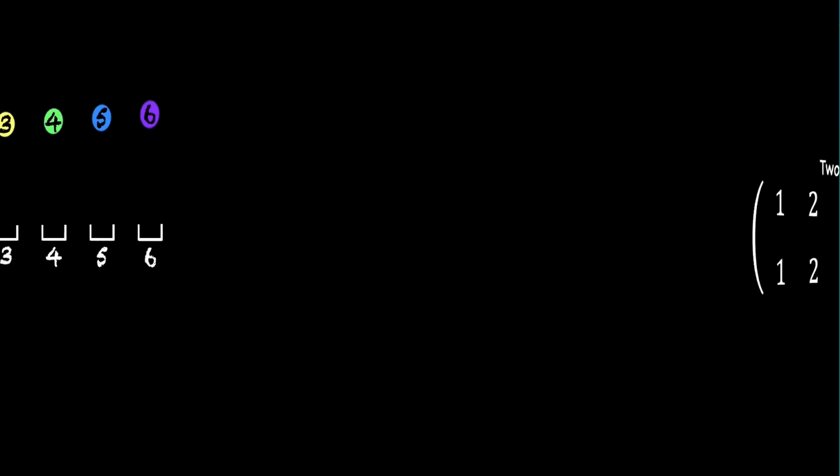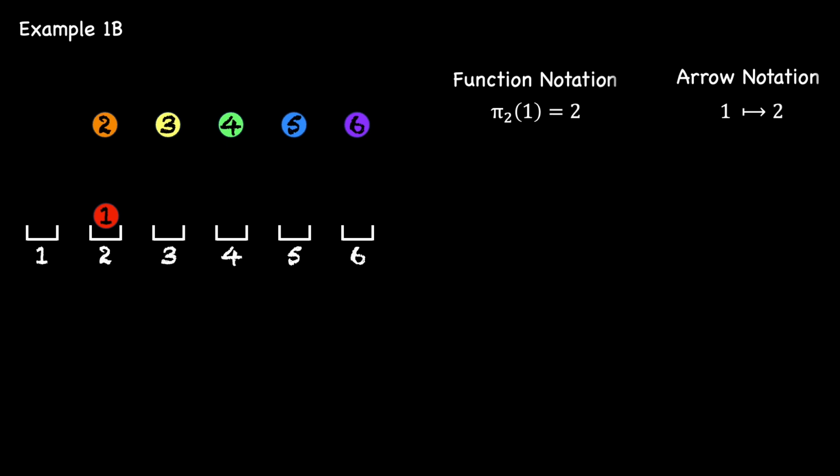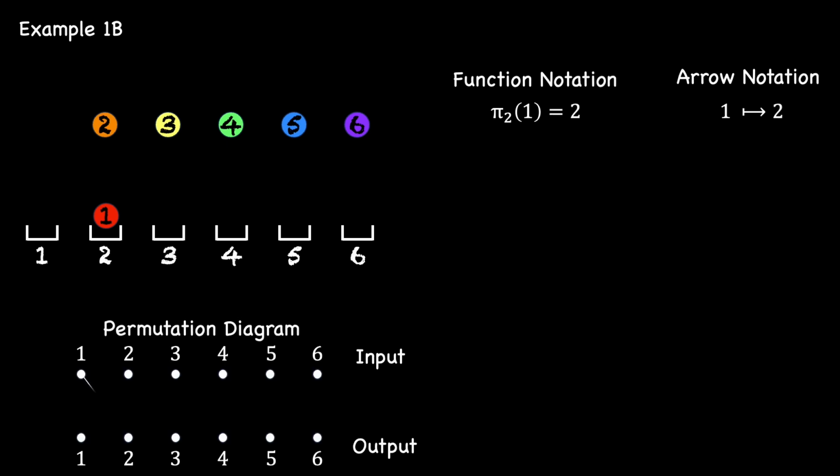Because notation matters, let's get some more practice using example 1b. In this case, we place ball 1 into bin 2. If we name this permutation pi2, then we say pi2 of 1 equals 2. We can also draw our permutation diagram and connect input dot 1 to output dot 2 for this action. Next, we place ball 2 into bin 1 and we say pi2 of 2 equals 1. In our permutation diagram, we connect input dot 2 to output dot 1.